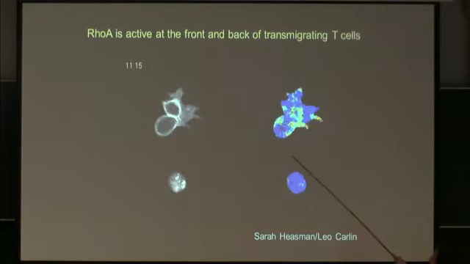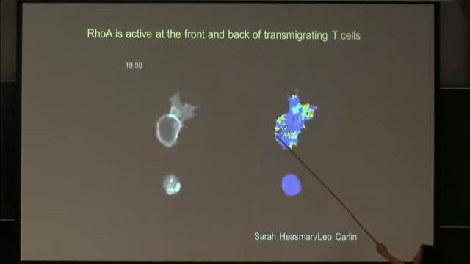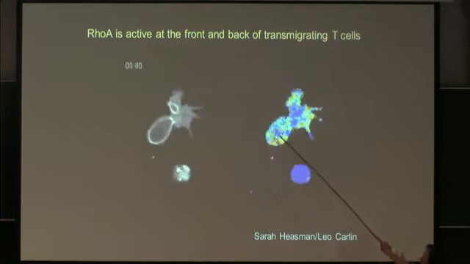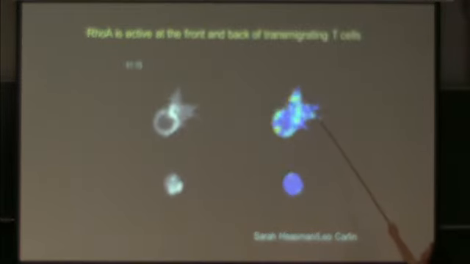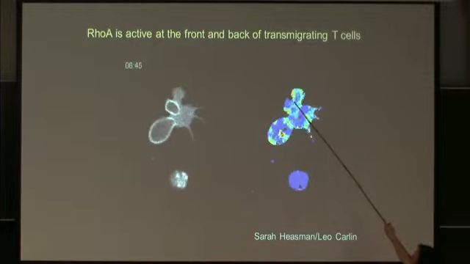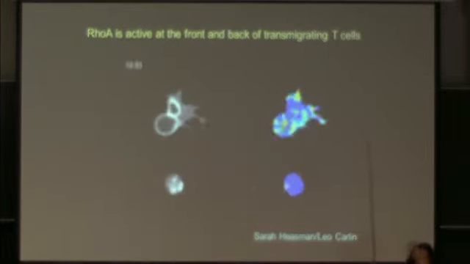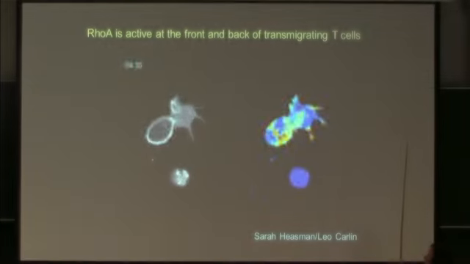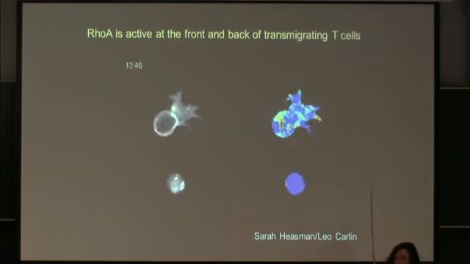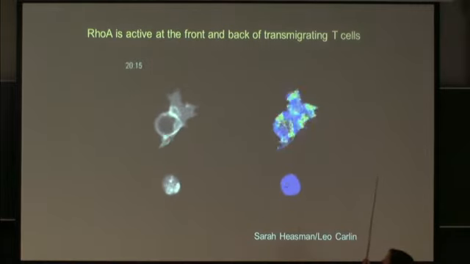So first of all, you can see that there are pulses at the back, which makes sense because the back's moving and contracting, so it moves over time and it contracts. But you can see there are also pulses of Rho A activity at the front. Particularly when this extension happens, you can see that there are pulses of red, which is the Rho A activity at the front.